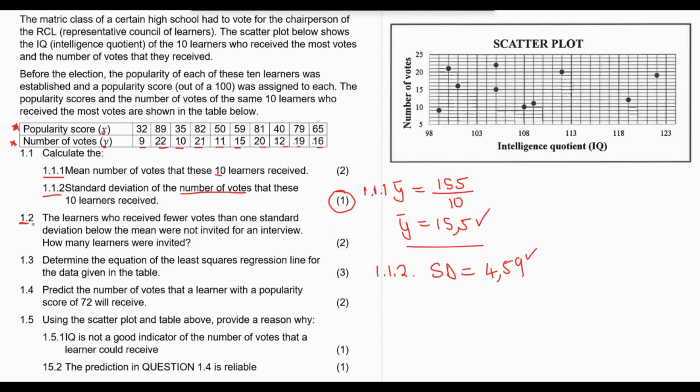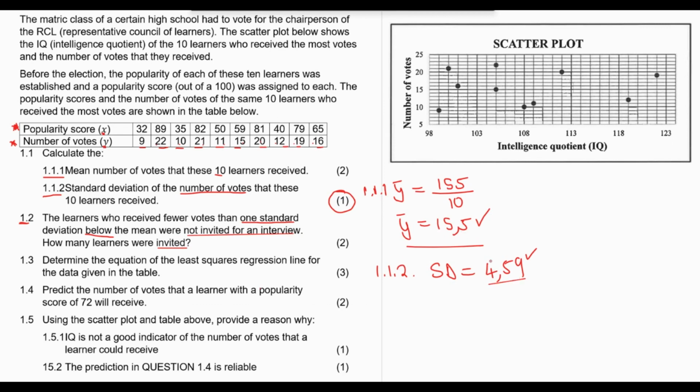Now, question 1.2 says the learners who receive fewer votes than one standard deviation below the mean were not invited for an interview. How many learners were invited? Okay, one standard deviation below the mean. So now this is our standard deviation.